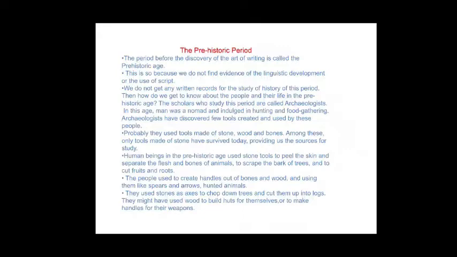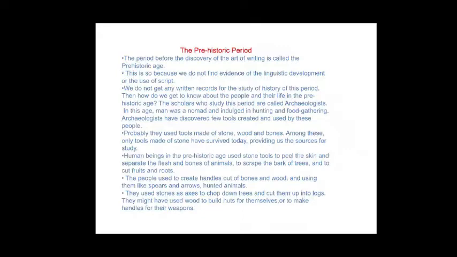It started 5 million years ago and ended with the intention of writing about 6,000 years ago. Before that there is no literary work. Children, you already learned in 6th standard that prehistoric includes the Paleolithic age, Mesolithic age and Neolithic age. The Bronze age is the first period of proto history and is also called the metal ages. All this information you already know from 6th standard.